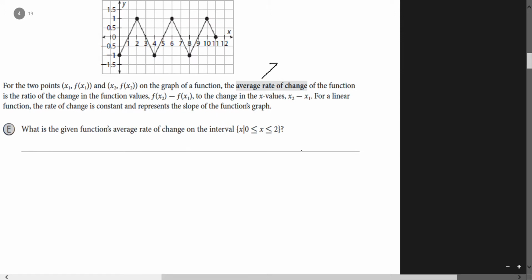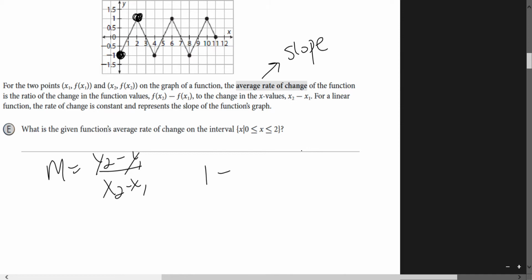We also talk about rate of change. Remember, rate of change is just another way to say slope. So if we're looking at the rate of change from 0 to 2, we're looking at what's happening at 0 and what's happening at 2. Remember the slope formula: y2 minus y1 over x2 minus x1, change in y over change in x. We look at our y value at 2, that's 1, minus our y value at 0, which is -1, over our x value at 2 minus our x value at 0. That gets us 2 over 2, which means it has a slope, or a rate of change, of just 1.